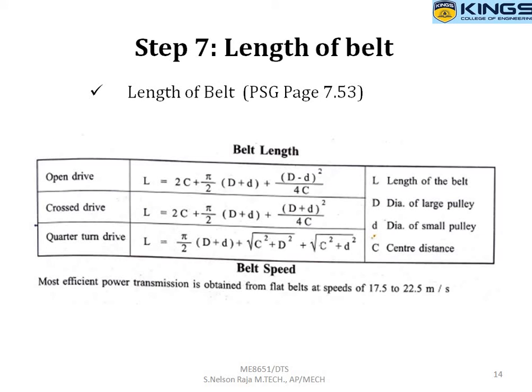And in step 7, we have to find the length of belt. We have 3 different formulas for the individual drives: open drive, crossed drive, and quarter turn drive. These are the different belt drives. Based on the question itself, they mention the driving condition, either open drive or crossed drive or quarter turn drive. So we have to select the suitable formula. The L formulas are available on PSG page number 7.53. We have to select the formula based on the belt driving mechanism. That is step 7.